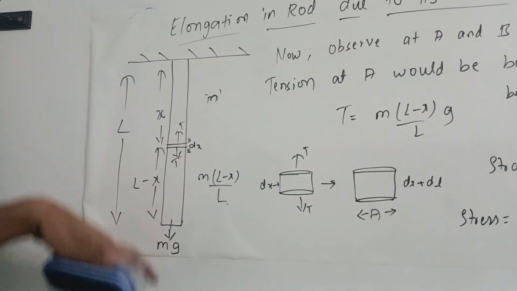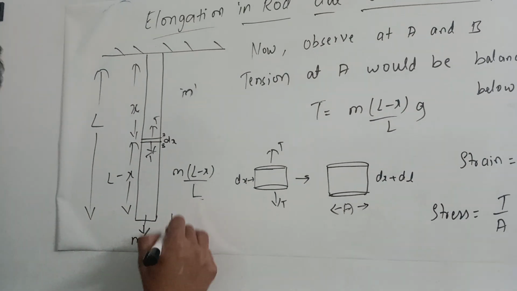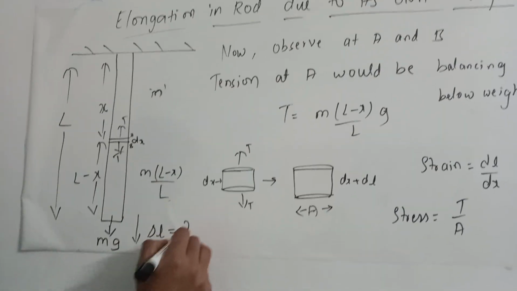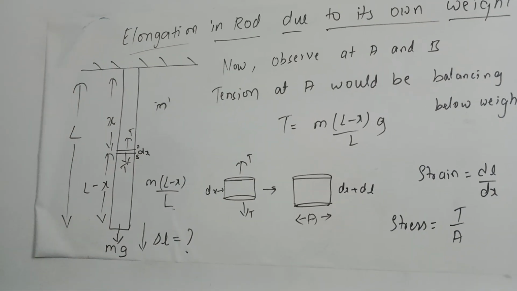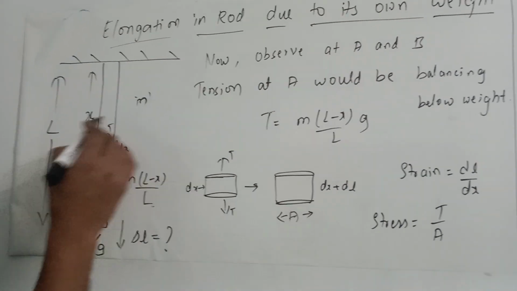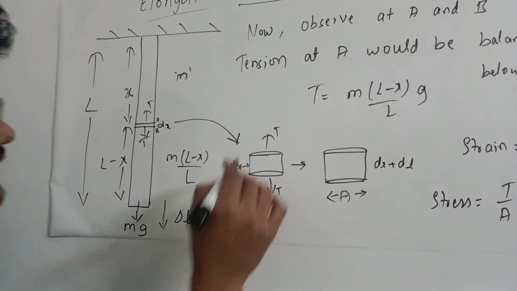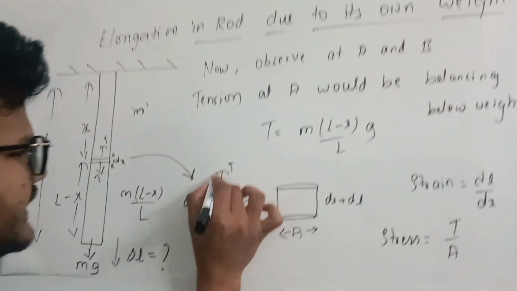The rod will extend downwards. So what will be the extension, the change of length? This is what I am interested in finding. To do that, let's take a small element here, a small dx element, and I will be interested in calculating the tension.